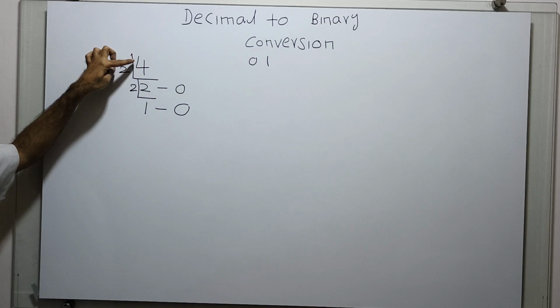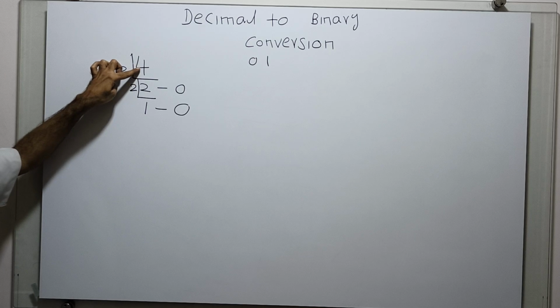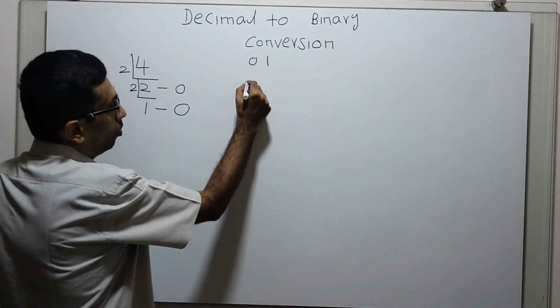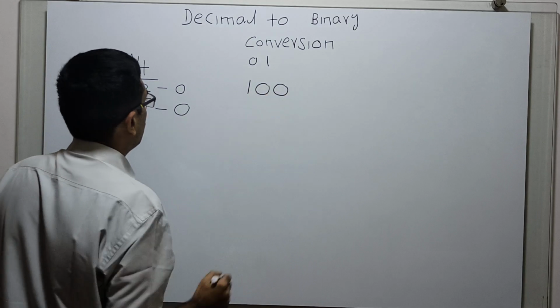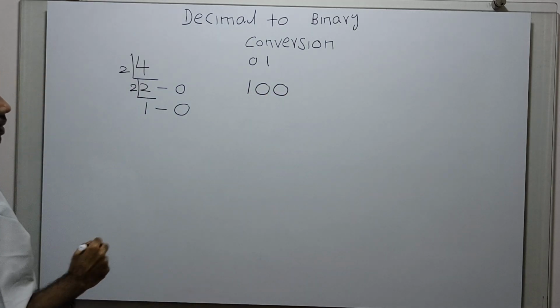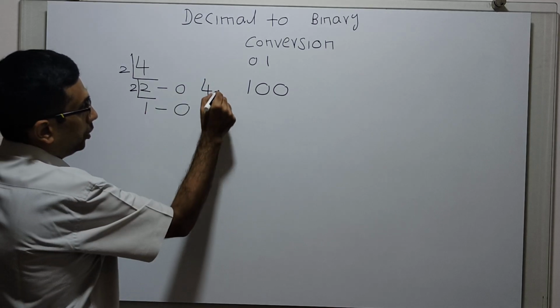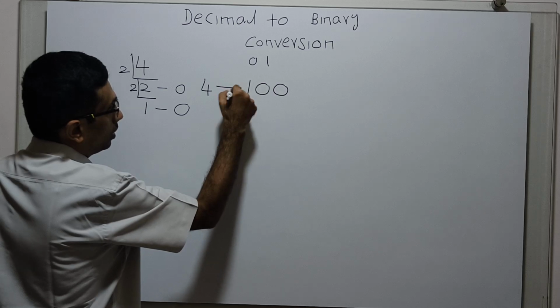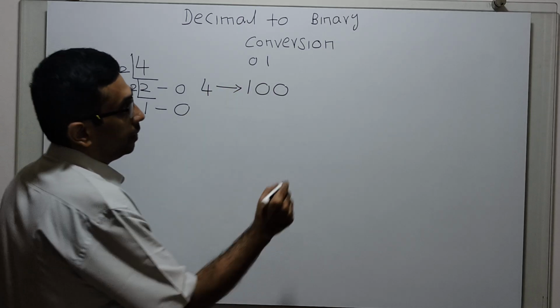So my input is 4. The equivalent binary number of the decimal 4 is 1, 0, 0. So what is my input? 4 is my input. 4 is a decimal number which is converted into binary 1, 0, 0. We will take another example and we will work it out.